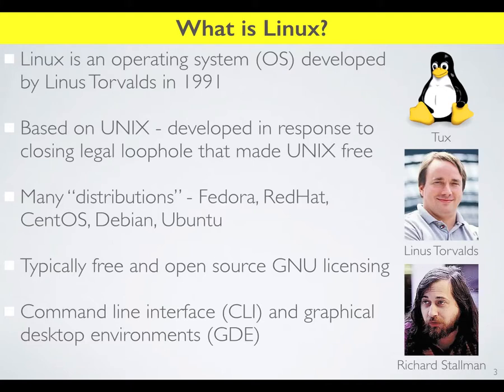And so that really gave birth to a group of programmers who wanted to develop an alternative to Unix that could be freely adopted by folks outside of Bell Labs. And so Linux was born in response to that. There are many distributions of Linux. If you're a Linux geek, you'll hear that they're called distros. Fedora, Red Hat, CentOS, Debian, Ubuntu, these are all common flavors or distributions of the Linux operating system.